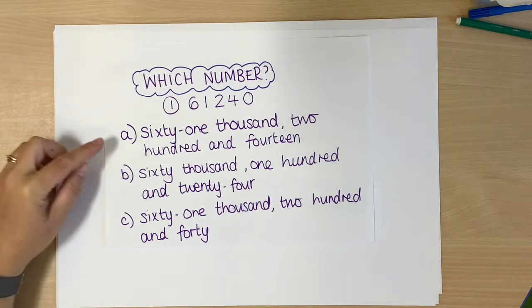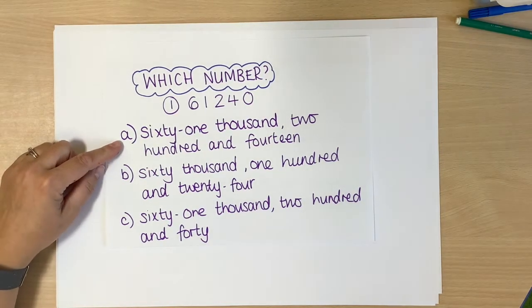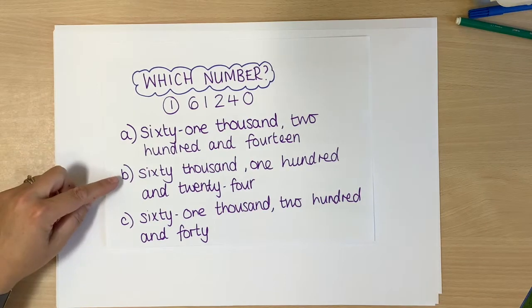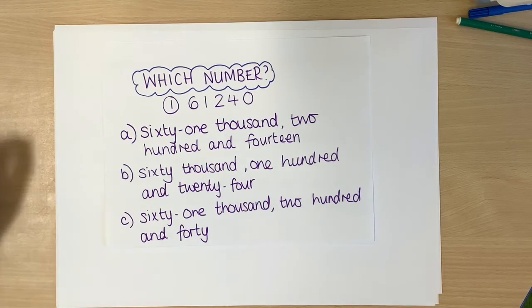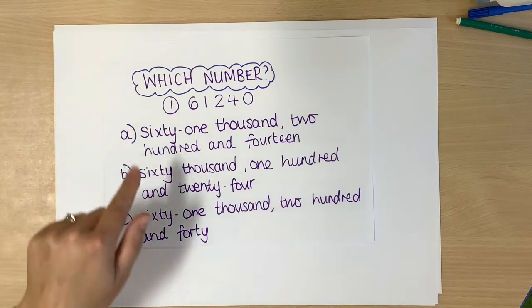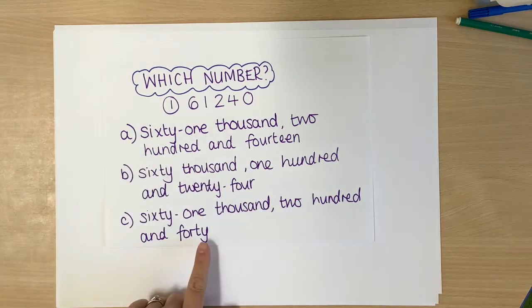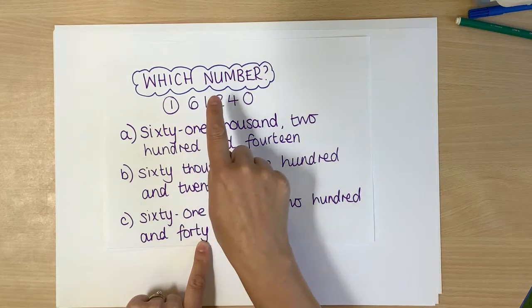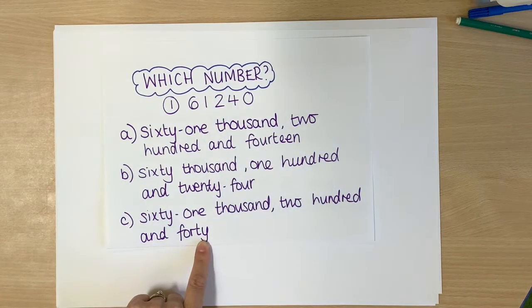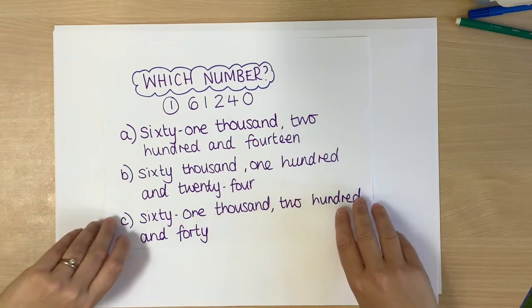Okay, so did you think it was A, 61,214? Or B, 60,124? Or C, 61,240? If you said C, you are correct. 61,240 was the correct answer.